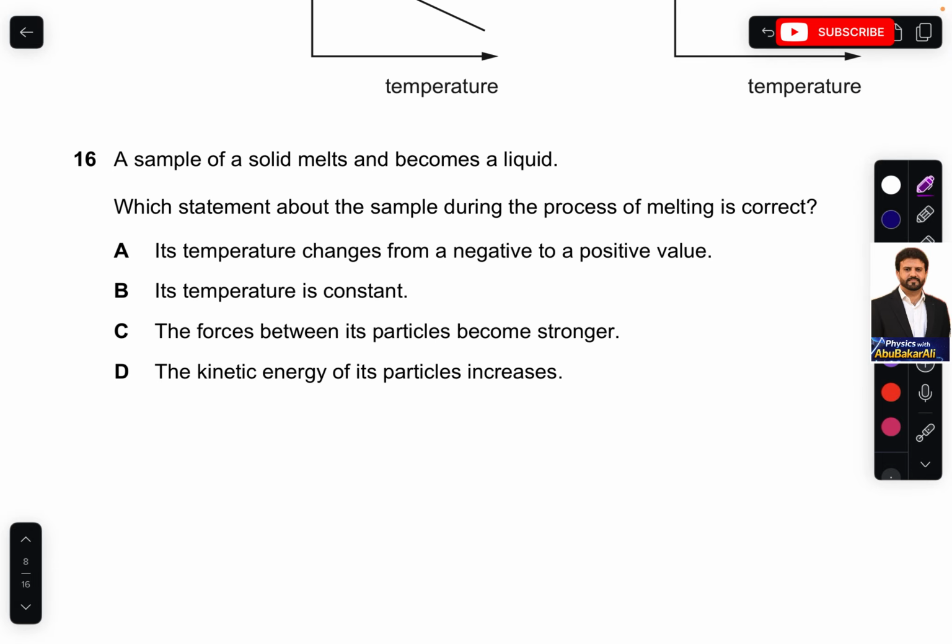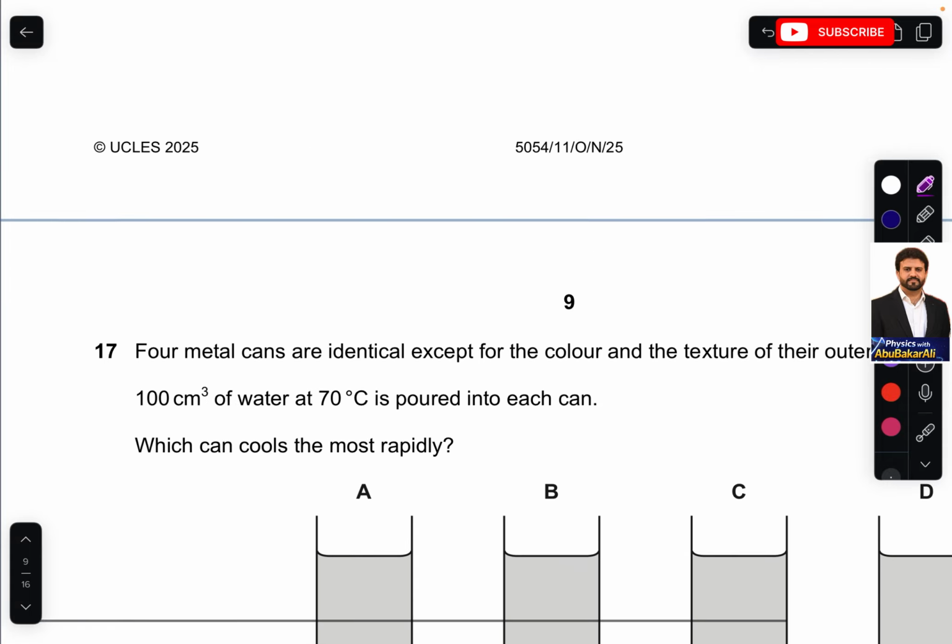Okay. Next part, a sample of solid melts and becomes liquid. Which statement about the sample during the process of melting is correct? Okay. So the first part is its temperature changes from negative to positive. No. In a change of state, there is no temperature change. Its temperature is constant. Yes. Whenever the state is changing, the temperature remains constant.